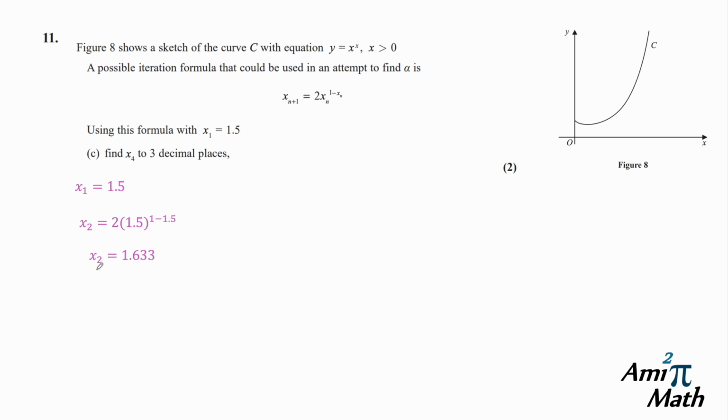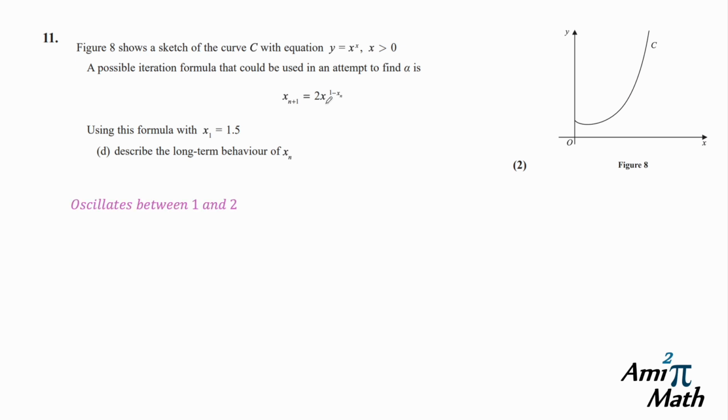And basically to get x3, you put this 1.633 into the xn, and you get 1.466. And for x4, you do the same, and you get 1.673. Describe the long-term behaviour of xn. So xn essentially oscillates between 1 and 2.